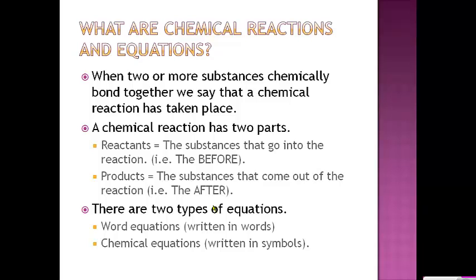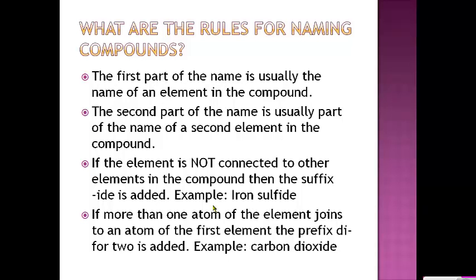There are two ways that you can write equations. There's word equations that are written in words. Again, for photosynthesis, it's a good example. That would be saying carbon dioxide plus water yields glucose plus oxygen. Okay? And then you have chemical equations. Those are written in symbols. The example for photosynthesis for that would be 6CO2 plus 6H2O yields C6H12O6 plus 6O2. So you have word equations and chemical equations.